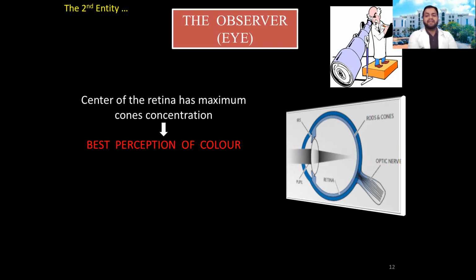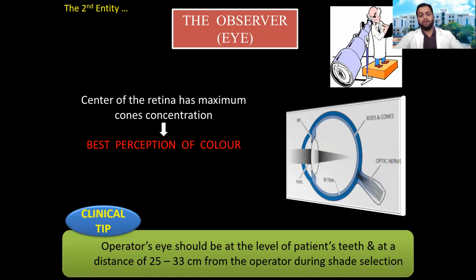Now we move on to the second entity, that is your observer, the eye of the person who is viewing that particular tooth or doing the shade selection. We know the eye has rods and cones, and the best perception of color happens at the center of the retina, which has the maximum cones. Cones are responsible for color vision. So that is why it is very important. The operator's eye should be at the level of the patient's teeth at a distance of around 25 to 33 centimeters. That's the ideal distance.